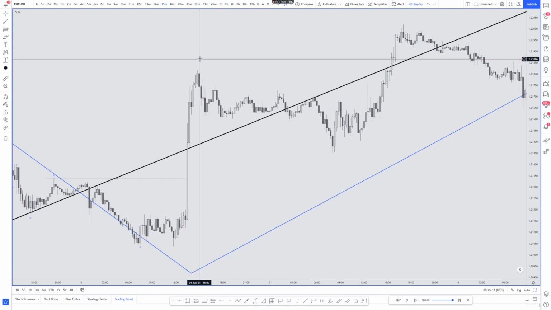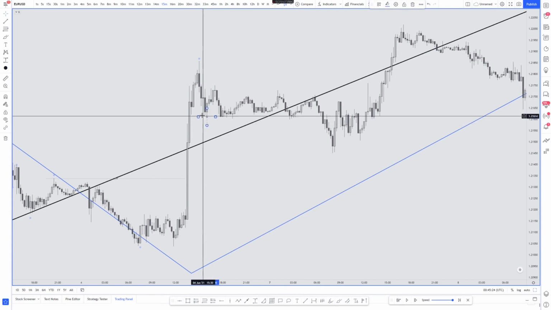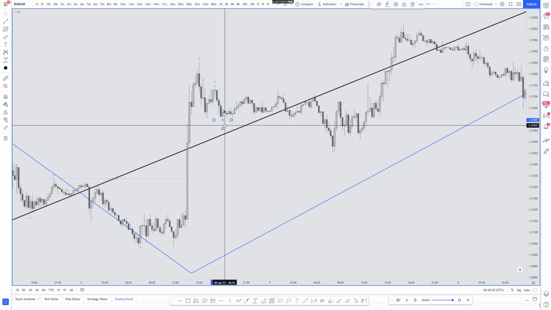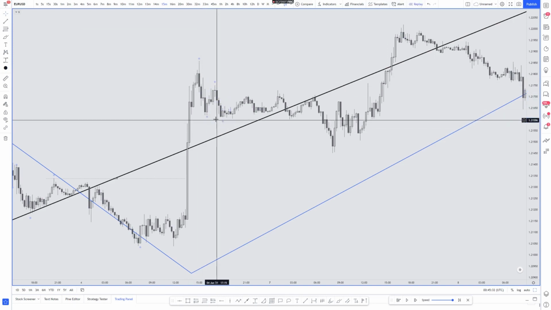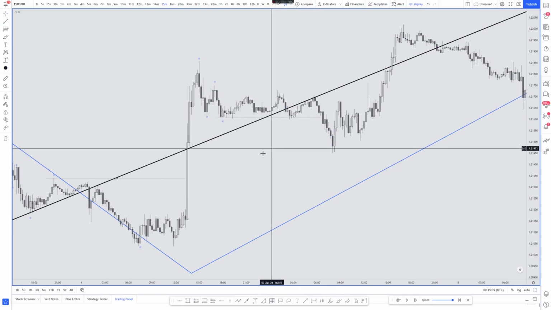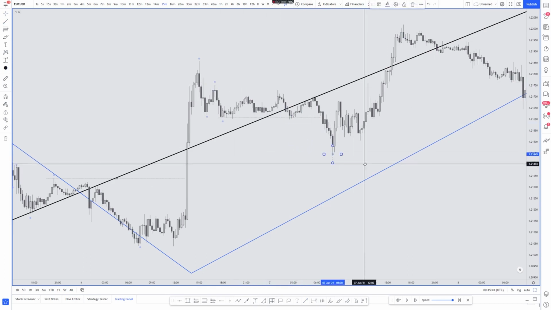You could say this pullback here becomes our structure. And this is one of those areas where structure can get quite messy. In areas like this, I choose not to map any extra market structure if it's just moving sideways like this, as you don't really need it.